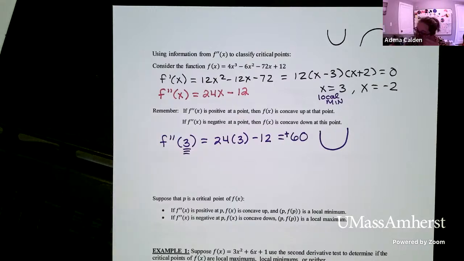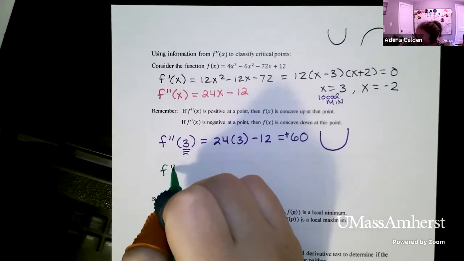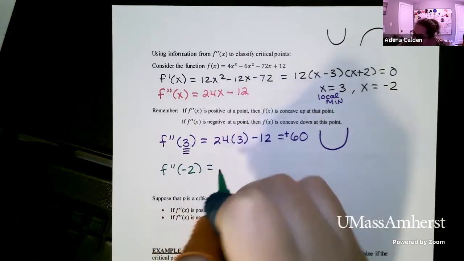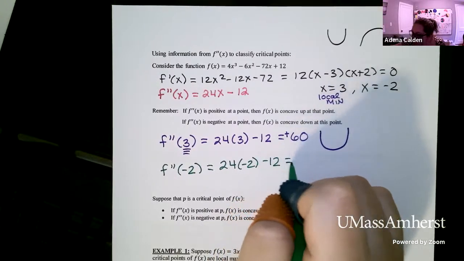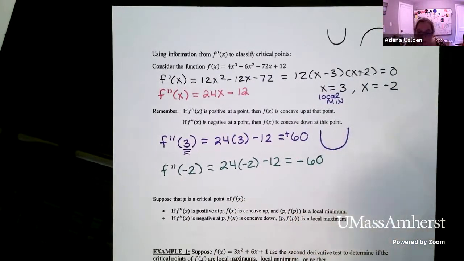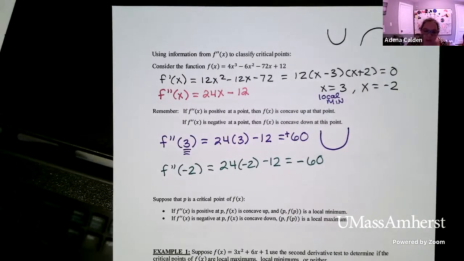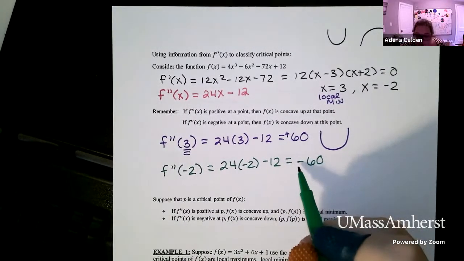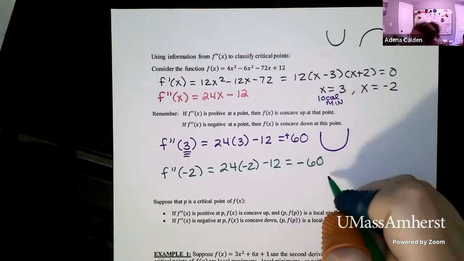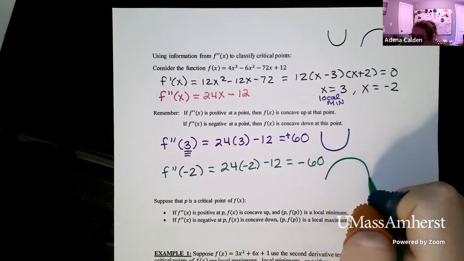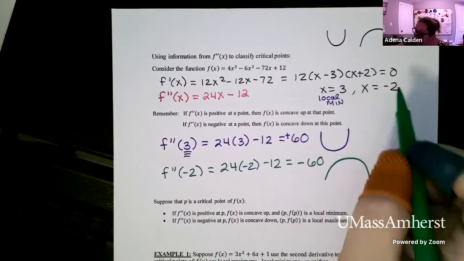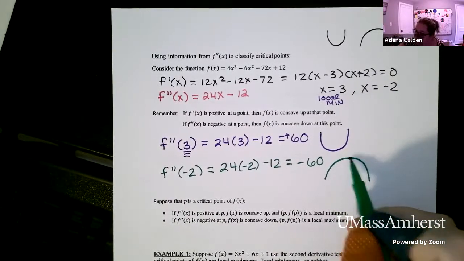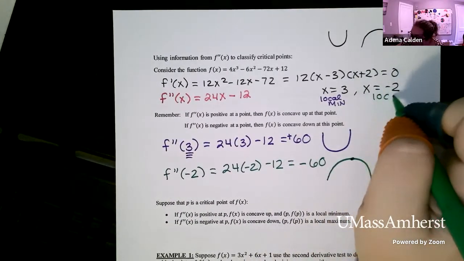Then we also want to plug in negative 2. So we have 24 times negative 2 minus 12. That gives us negative 60. And again, what we're interested in is the sign. So we're interested in the negative. So since it's negative, that means it's concave down. When your second derivative is negative, you get a function that is concave down, which means at negative 2, the function is concave down, which makes negative 2 a local maximum.